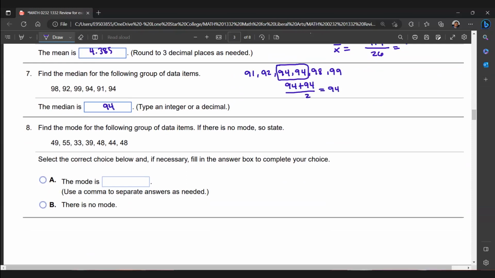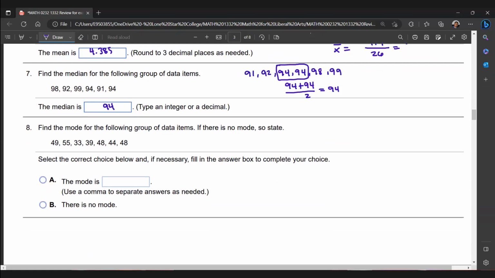So let me explain. There was not one data item that split the data in half. In this case, it was two of them. Okay, so in this case, if it is the two in the middle, we take the average of those two scores.